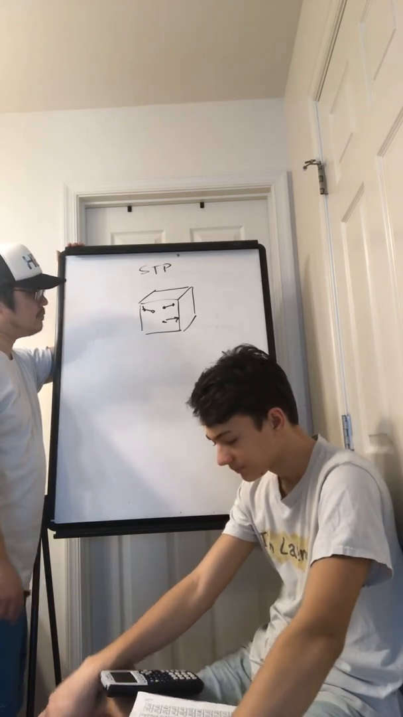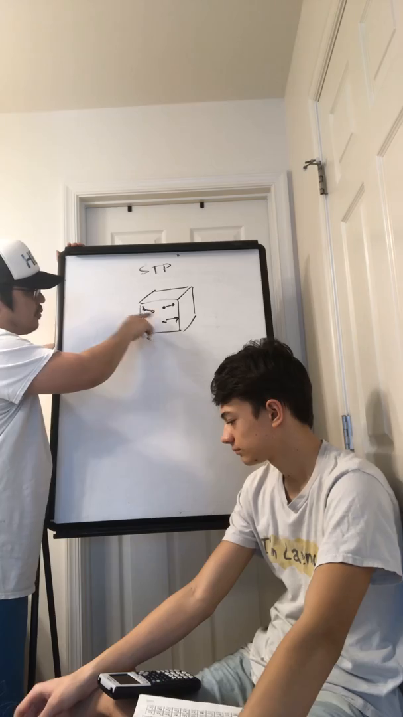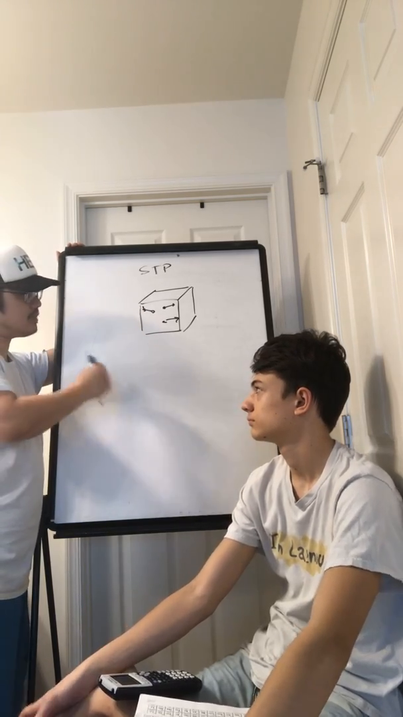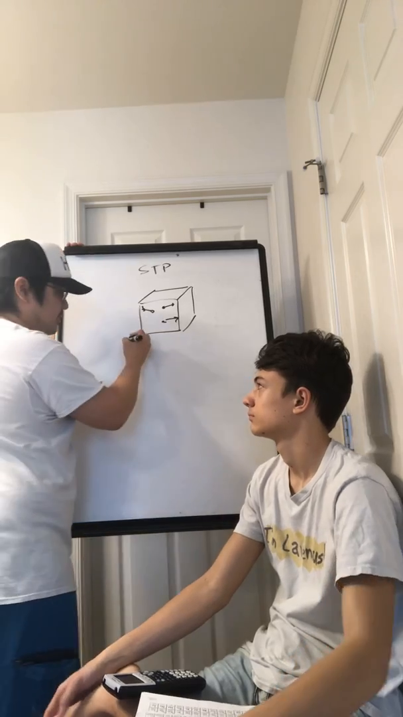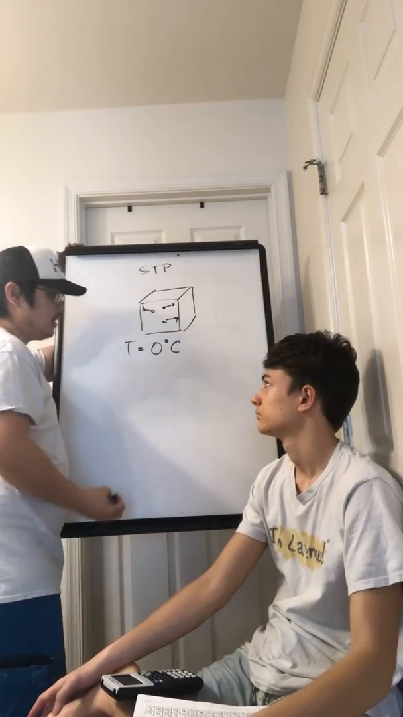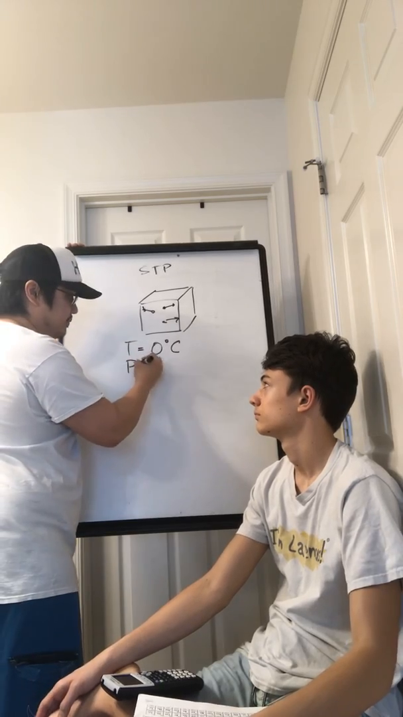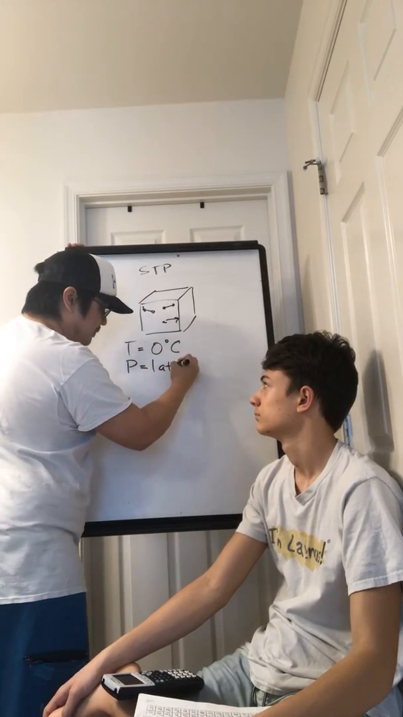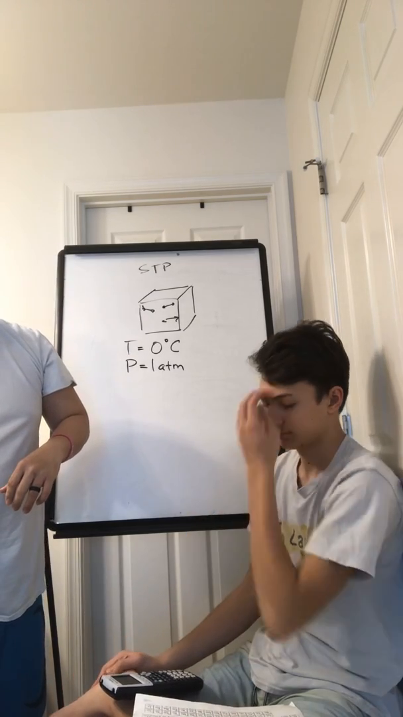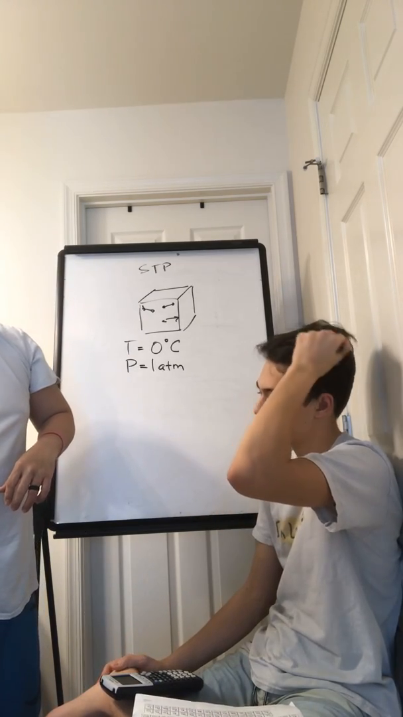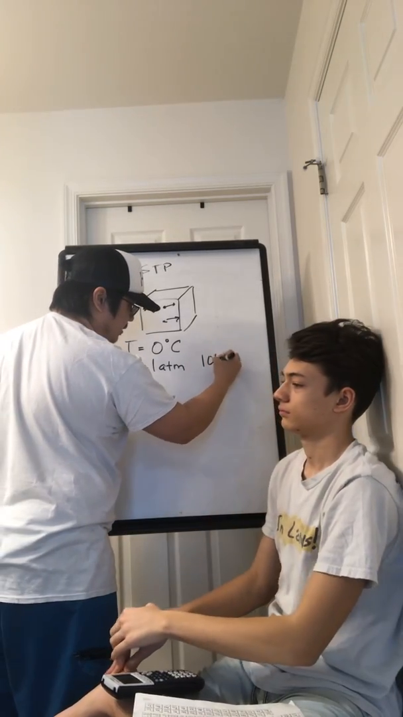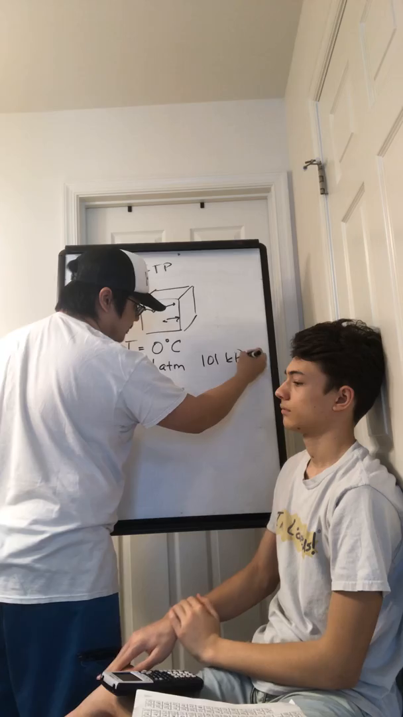So if we're considering a gas at the standard temperature and pressure, the standard temperature and pressure is when the temperature is at 0 degrees Celsius. And we also say pressure is 1 atm. Or, what was it? It was 101 kilopascals, 101 kPa.